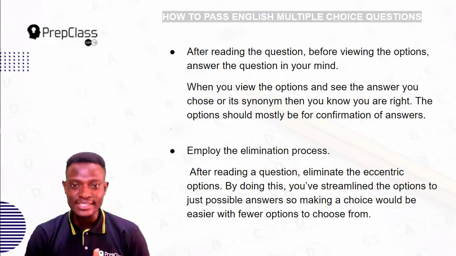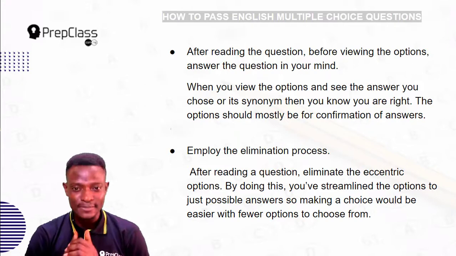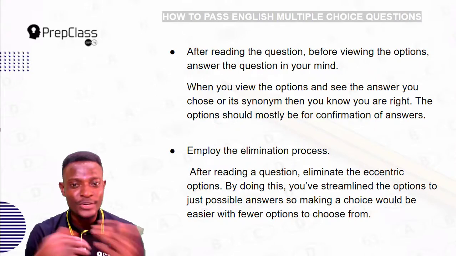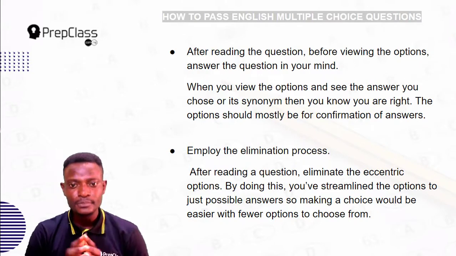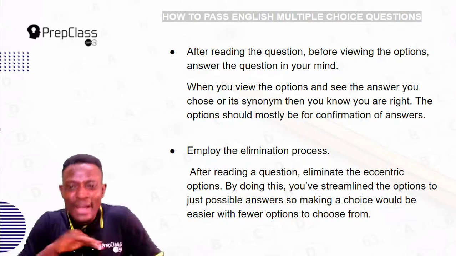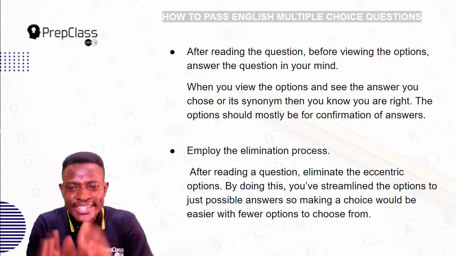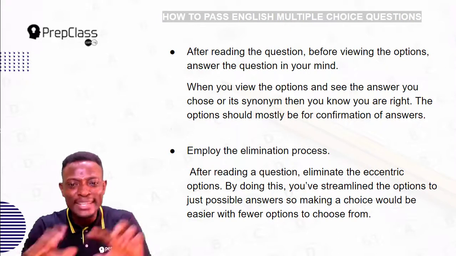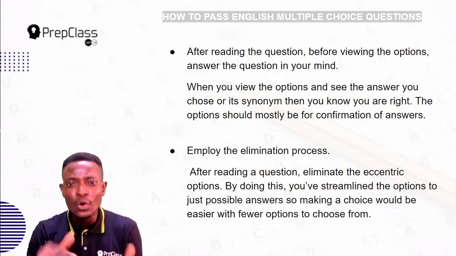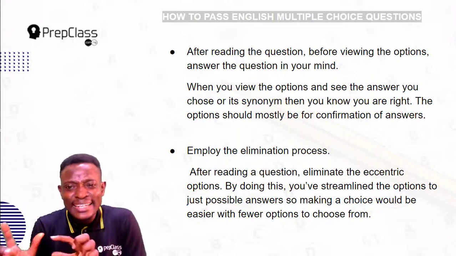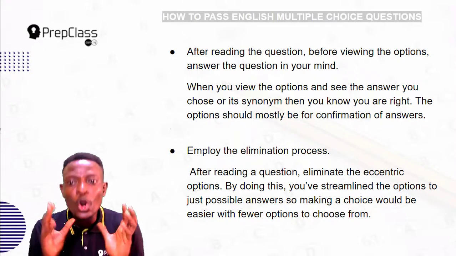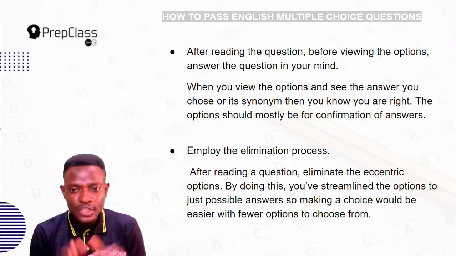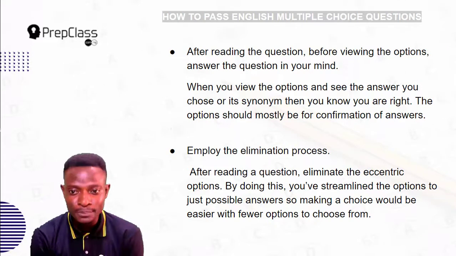Okay, the next point, employ the elimination process. After reading a question, eliminate the eccentric options, that is the strange options, options that you know are not the answer to the question. By doing this, you've streamlined the options to just possible answers. So making the choice will be easier with fewer options to choose from. Remove the eccentric options, options that you are sure are not the answer. Eliminate them, so you would have fewer options to choose from.